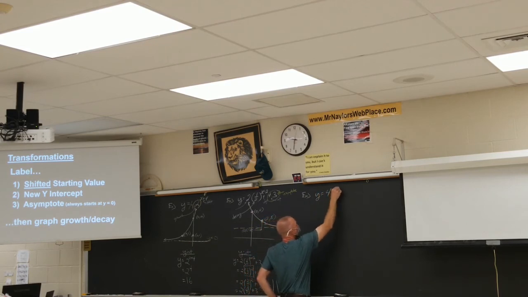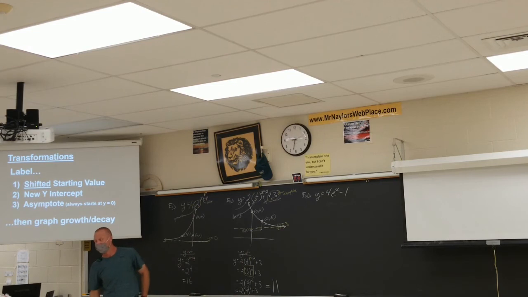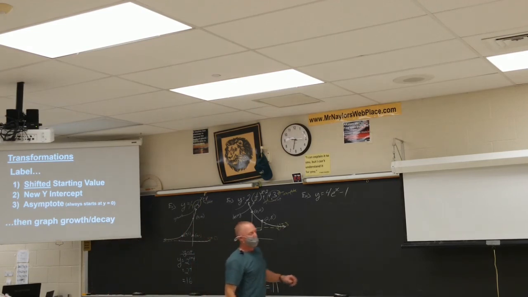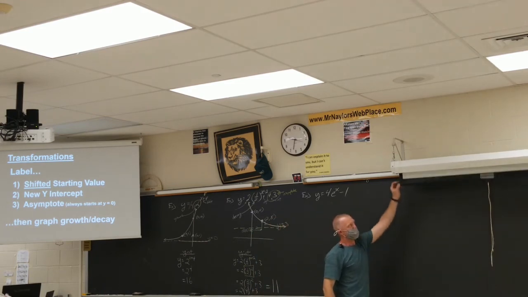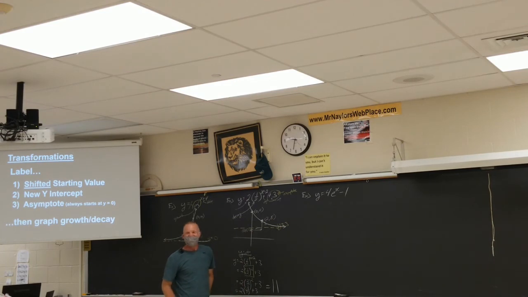Don't just be passive though. Try to be thinking with me, how can I do the same thing with 4e to the x minus 1? 4e to the x minus 1. It's that e that is supposed to be the slight variation.